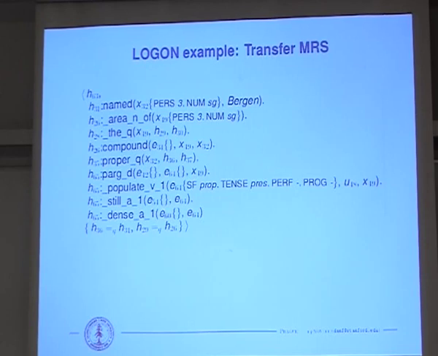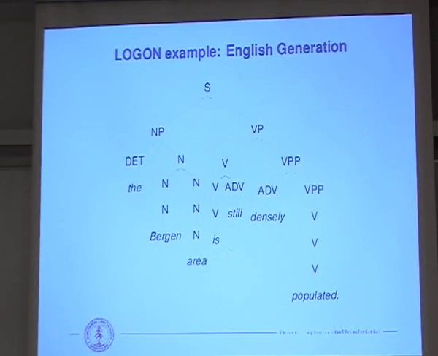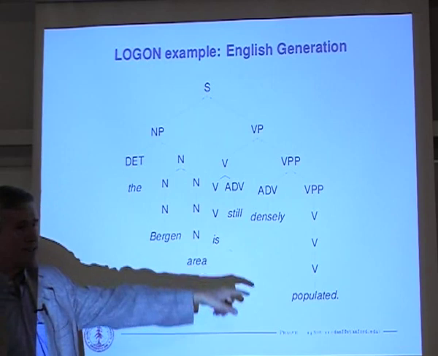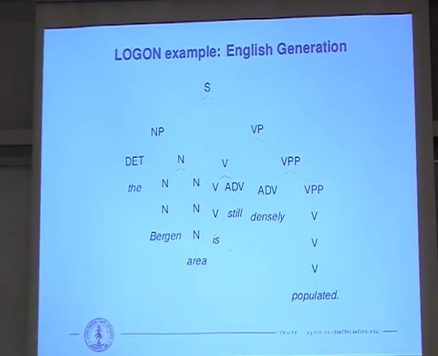And on a good day, what comes out is this nice, lovely chicken in the shape of an English syntax tree, where the Bergen area is still densely populated, just read off the leaves of that, that's the output string. That's the translation of that Norwegian sentence. For a sentence like this, that all happens in about 50 or 100 milliseconds. That's not hard. It's the long sentences that really cost us a great deal of pain.